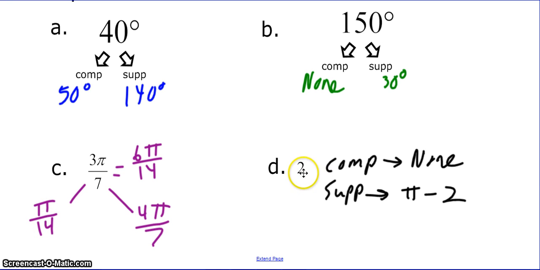Over here for D, 2 is larger than pi halves. Remember, pi halves is approximately 1.57, so 2 is not going to add to anything to make it pi halves, or at least nothing that's positive, so there is no complement. The supplement is going to just be pi minus 2. I could type this into my calculator, but I don't need to. It's actually just nicer to have an understanding that it's pi minus 2.